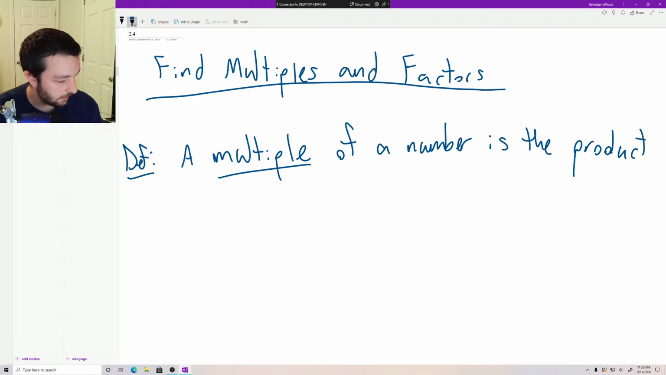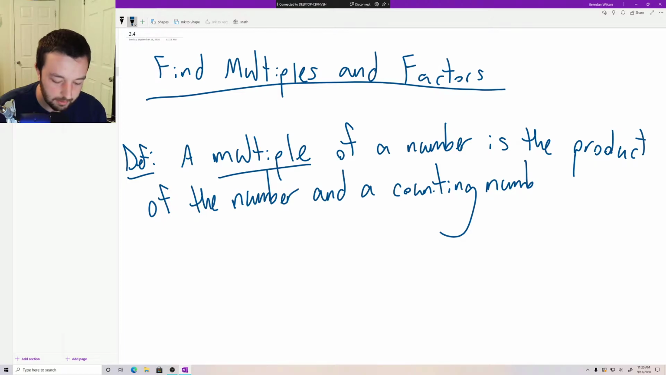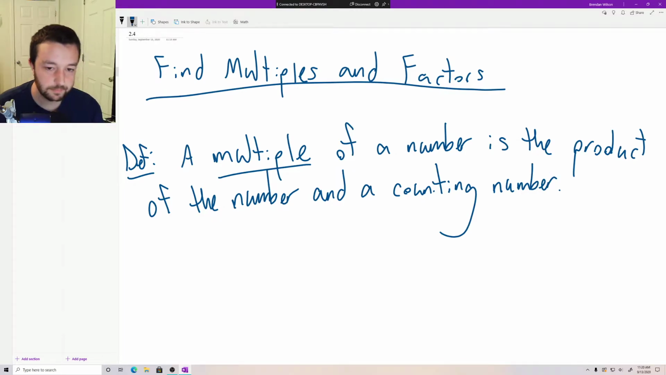Is the product of the number, so whatever number we were talking about, and a counting number. Counting number meaning like 1, 2, 3, 4, etc. Basically any whole number except for 0.